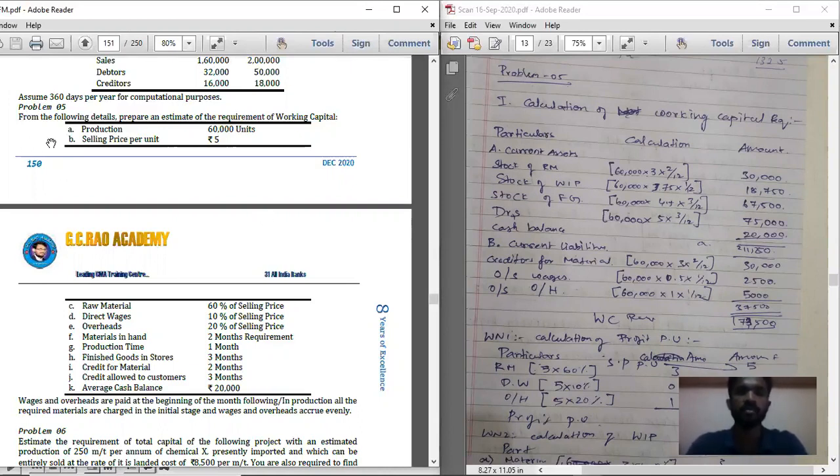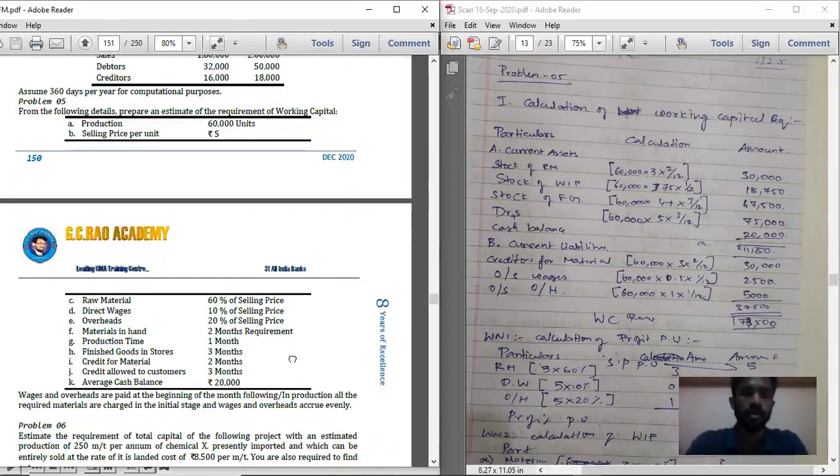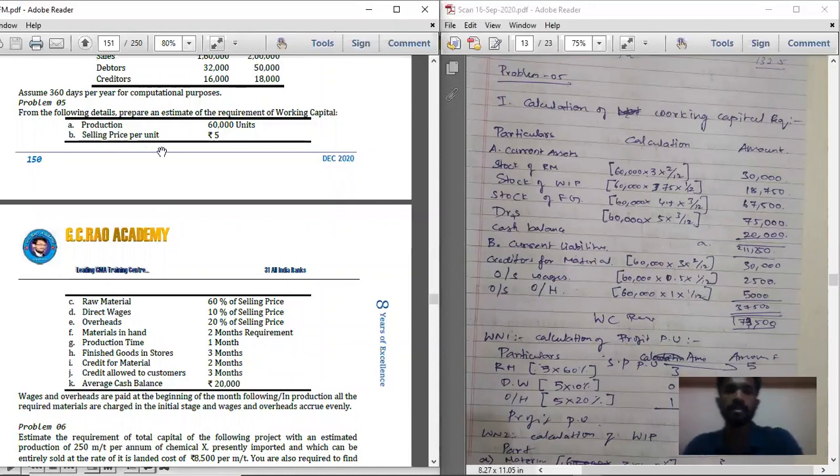Actually, this is a recent exam question which has been added in the material. That is problem number 5. From the following details, prepare an estimate of the requirement of working capital. We should calculate the requirement of working capital. They have given production 60,000 units annually. They have not mentioned it is for per month. So for annually, it is 60,000 units.